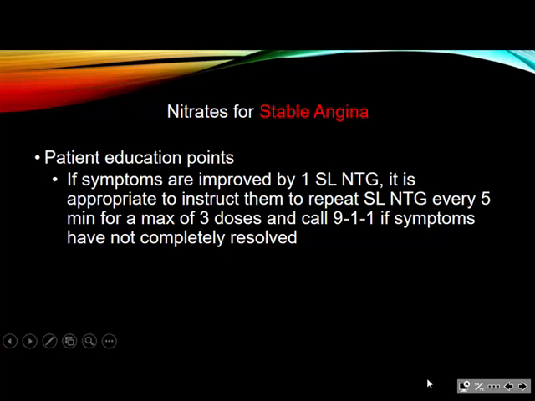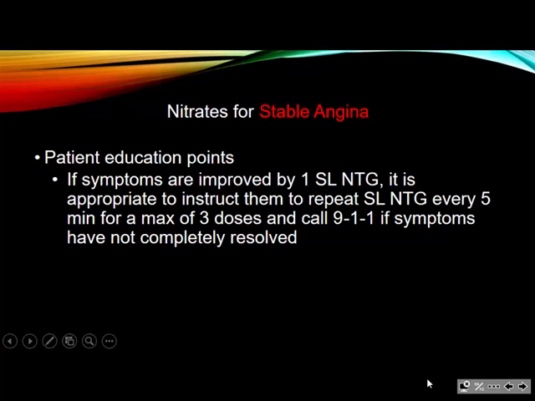But you'll have patients where they tell you, when I do this activity, I know that I'm going to have chest pain. In those patients, if it's predictable and you've ruled out anything bad happening with them, they can use up to 3 of those. And if it's not getting better, then they can call 911. If you can see the difference between those.